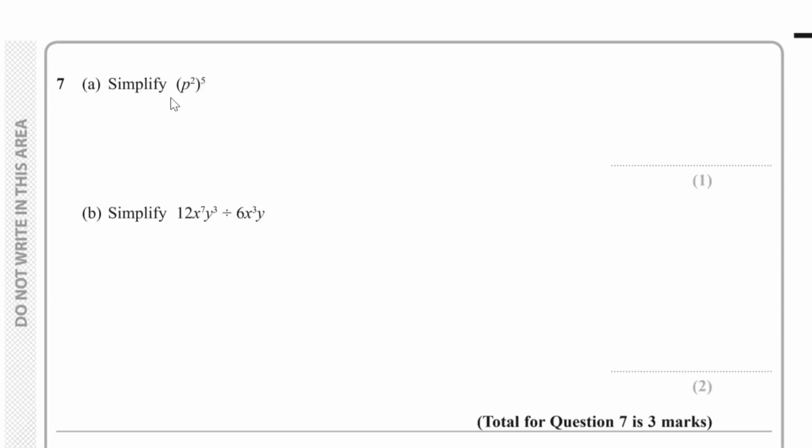Question 7, we have to simplify p squared to the power of 5 for part A. So, we can use the fact that a to the power of m to the power of n is equivalent to a to the power of m times n. So we multiply the powers. So p squared to the power of 5 is the same as p to the power of 2 times 5, which is the same as p to the power of 10.